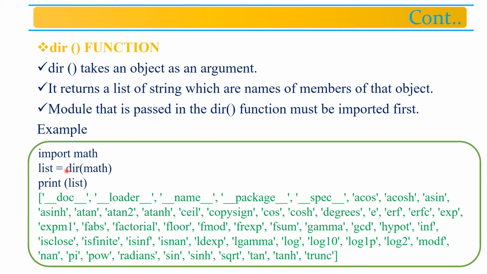So now if I am going to retrieve the available math functions, first I am going to import math. list is equal to dir of math, to display it as a list. Here are all the names: doc, loader, name, package, spec, acos, asin, atan, factorial, floor, like this. These are the number of functions that are available. This is the output for the dir function.